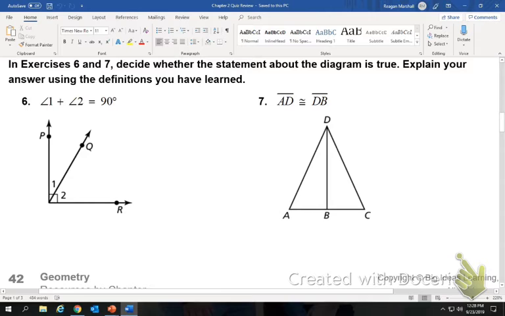We're going to do number 6. Decide whether the statement about the diagram is true. Explain your reasoning using definitions you have learned. It says the measure of angle 1 plus angle 2 equals 90 degrees. Do we agree with this? Yes, we do. Why do we agree that it adds up to 90? Because it has the right angle. So you're going to say true because it has the right angle symbol. So true because it has the right angle symbol. It's at the bottom of your page.